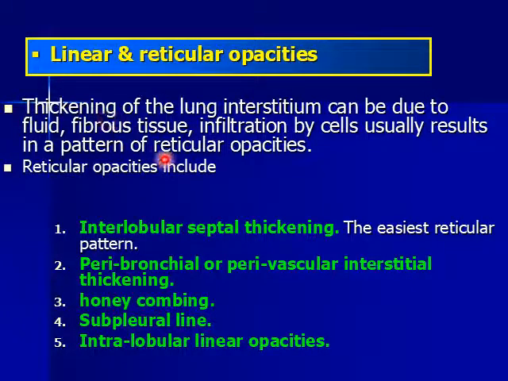Under this heading, we have about 6 subtypes. The first is interlobular septal thickening, peribronchial or peribronchovascular interstitial thickening, honeycombing, subpleural line, intralobular linear opacities, and the sixth one is a recently described pattern which is called perilobular.